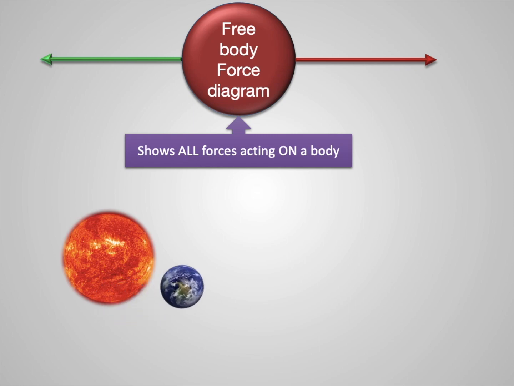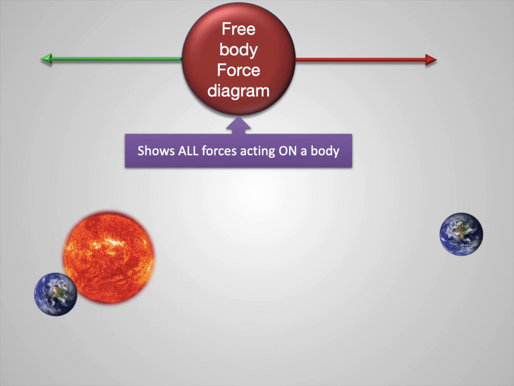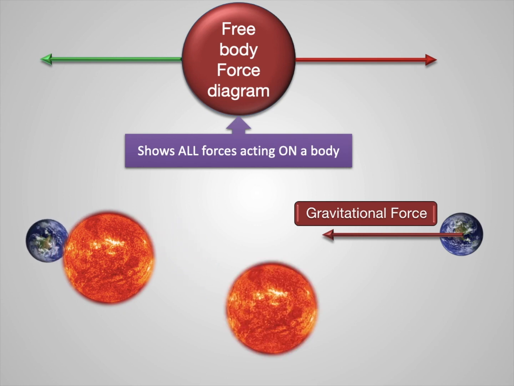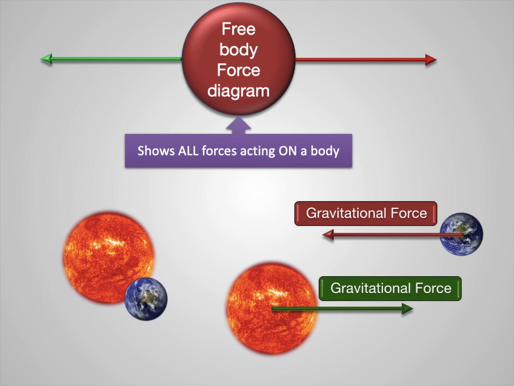Let's consider a simple example. Earth rotating around the sun, and you are asked to draw the forces acting on the earth. There is only one force acting between earth and sun, that is gravitational force towards the sun. So this is called the free body diagram for the earth. Similarly, you can even draw the free body diagram for the sun. In that case, sun is being pulled towards the earth with gravitational force. So that's the free body diagram for the sun.